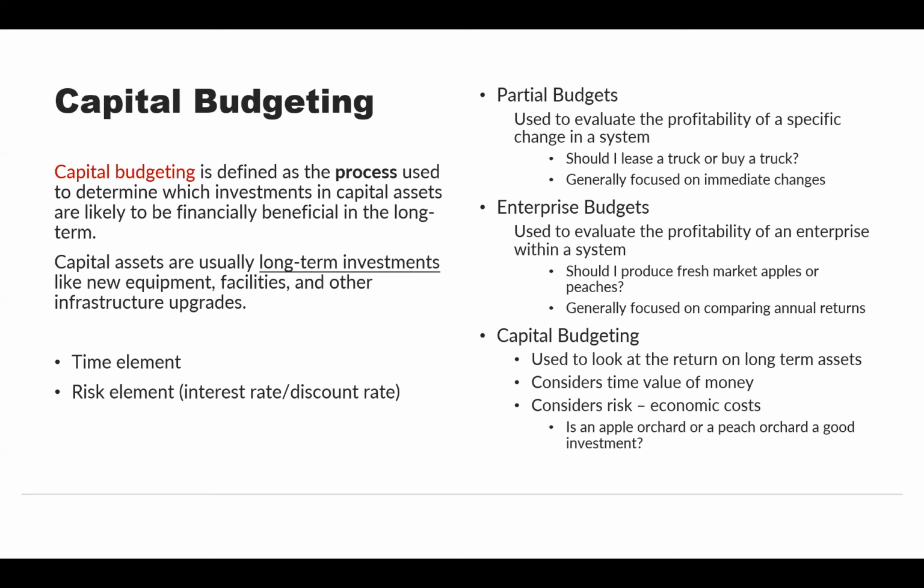So capital budgeting is a little bit different because you're looking at the return on longer term assets. You're considering the time value of money. You're considering risk and economic costs. So is an apple orchard or a peach orchard a good investment for multiple years? You often do need enterprise budgets, and that kind of data, to be able to do capital budgeting, because it is reliant on having good data, or at least as good data as you can come up with, but it's a step further.